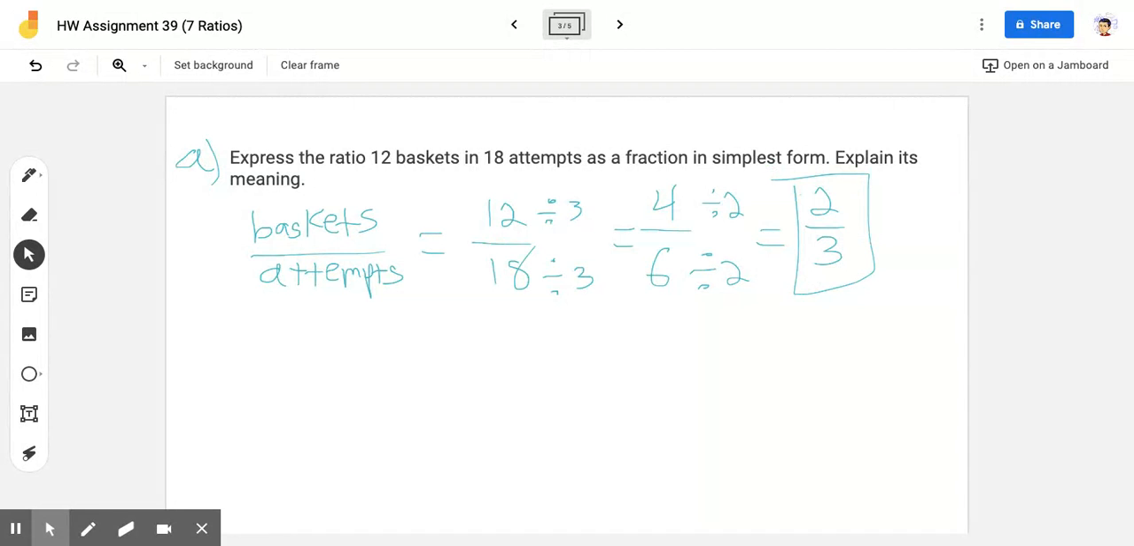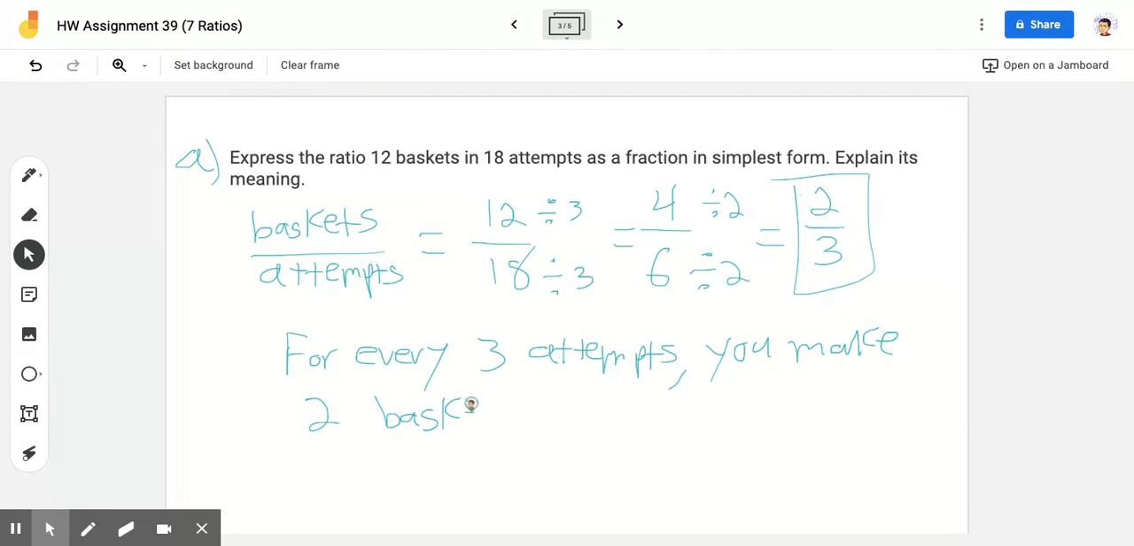It means that for every 3 attempts, you make 2 baskets, which if we're talking basketball here, that's pretty good. Two for 3 all the time is actually a pretty nice field goal percentage. If we're talking free throws, though, that's a 67% free throw. That's not fantastic, but could be worse. Could be like Shaq. Oof. But Shaq had a much higher field goal percentage, so that doesn't even matter at that point.